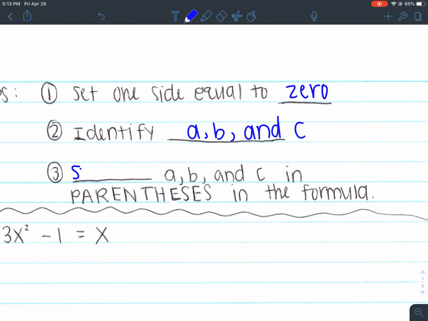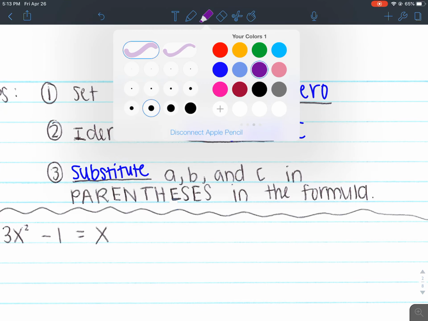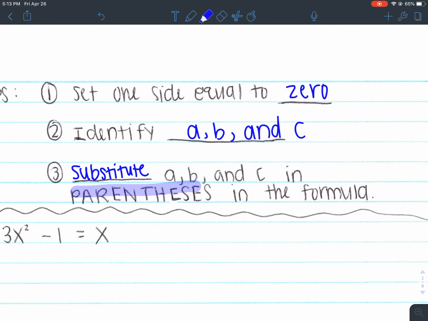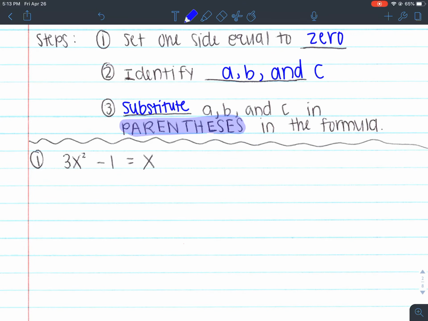You're going to substitute a, b, and c in parentheses, okay, in parentheses. I'm going to highlight that. I put it in caps for you. You're going to put it in parentheses in the formula. So anytime you plug in, you will use parentheses. You do not want to mess this up because one little small mistake is going to give you a wrong answer. You don't want that to happen to you.